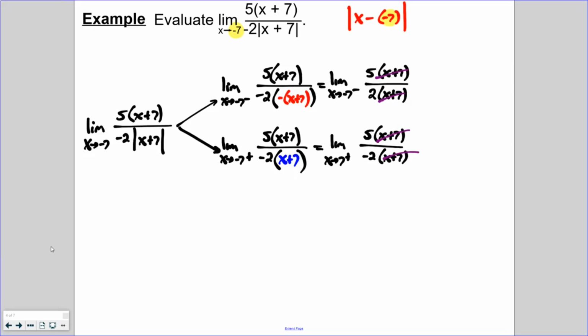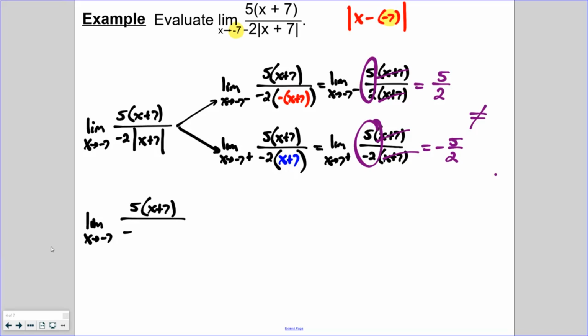So then in the upper limit, we're just left with a constant of 5/2. So therefore, this left-handed limit is going to equal positive 5/2. For the right-sided limit, we're left with a constant of 5 over negative 2, so that means this limit is going to be negative 5/2. Now, as we see, our one-sided limits do not meet at the same spot, so therefore they are not equal, and therefore our two-sided limit, the limit as x approaches negative 7 of 5 times x plus 7 over negative 2 times the absolute value of x plus 7 does not exist.